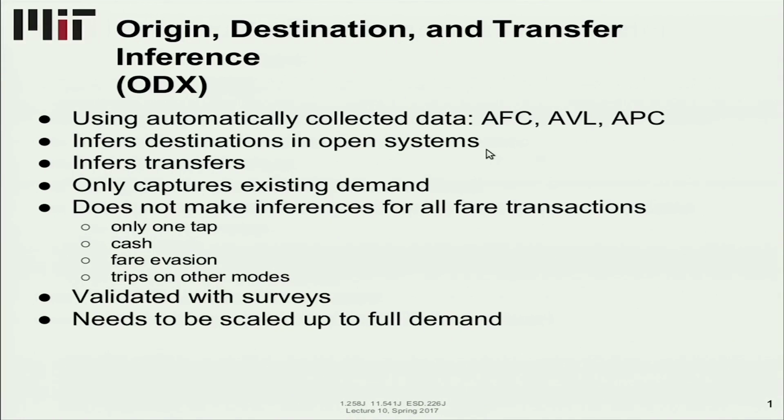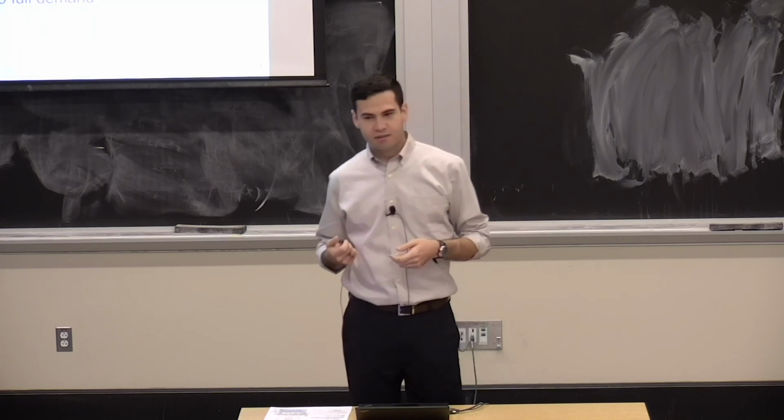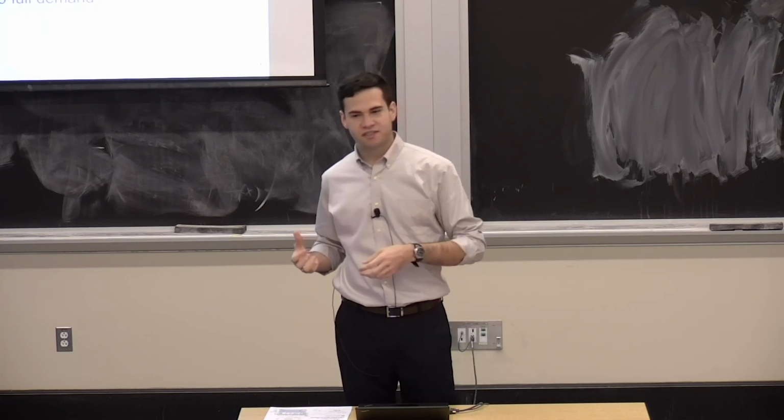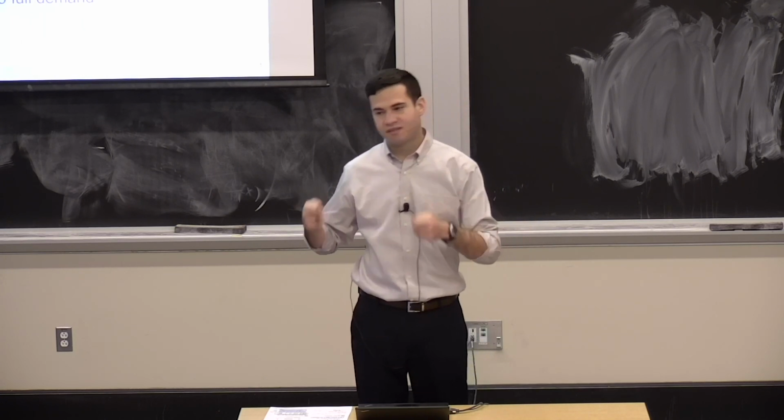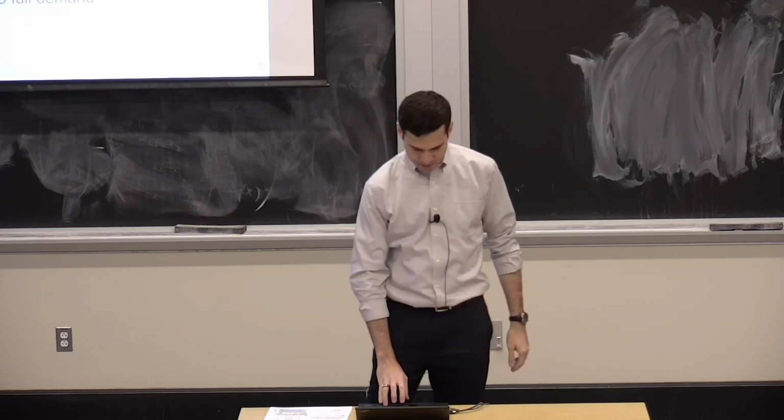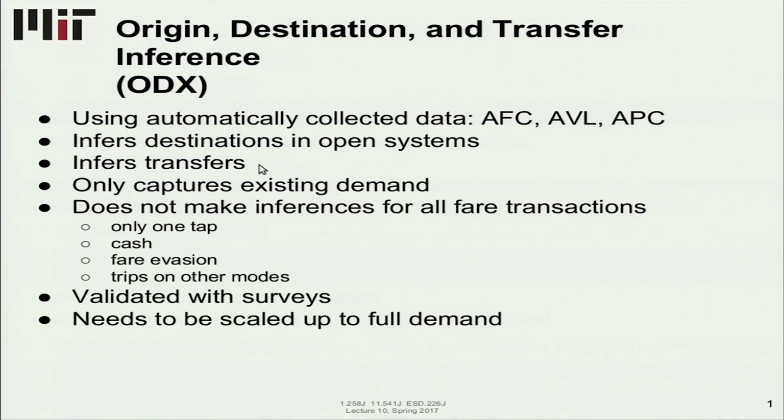Some of these methods can be used to infer destinations in open systems. Open systems are like the bus and rail here in Boston, where you tap in but you don't tap out, right? If you look at the rail system in London or in Washington, D.C., that's a closed system where you tap in and tap out, and therefore the OD pair for each trip is given in that part of the system. It also infers transfers. So we'll talk about why this is important. One of the caveats of these methods is that they only look at the current public transportation demand.